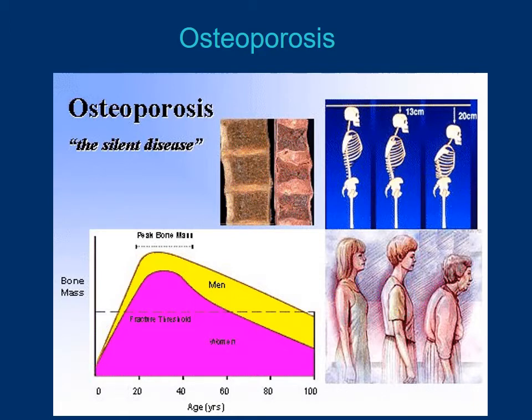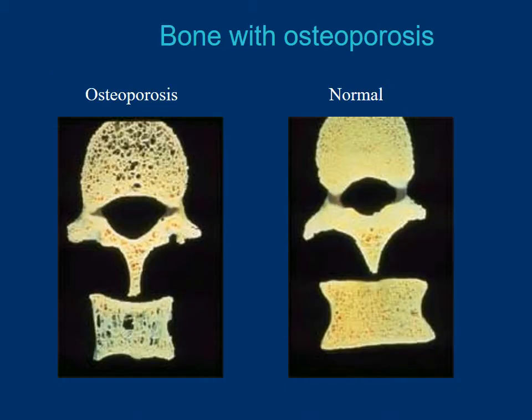So the woman starts to decrease in height due to this wedging of the vertebrae, and with advancing age we start to decrease in our height. This is again the picture of the osteoporosis. To the left and to the right we have the normal picture of the bone.